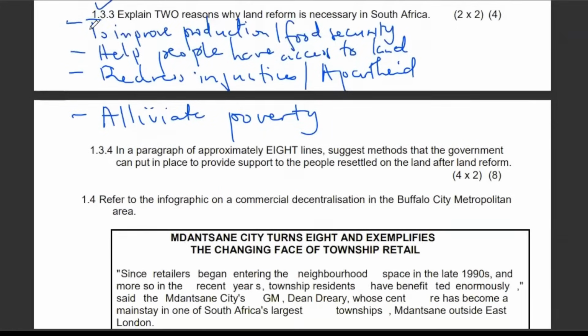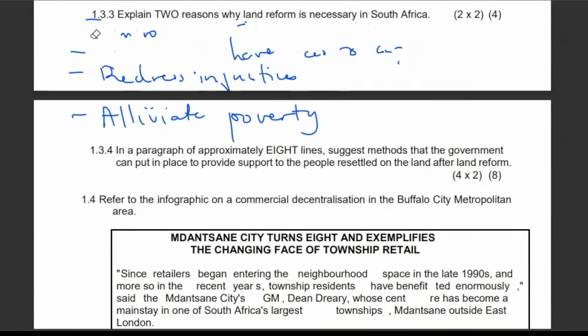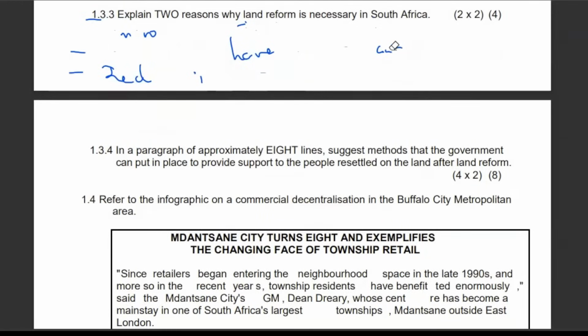I'll try to illustrate the responses here. I will erase this part and utilize it for question number 134. Try to find out measures on what the government can do as a way of supporting the beneficiaries of land reform. Right. This is the response for question number 134. What must be done?